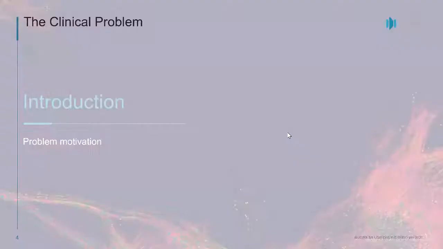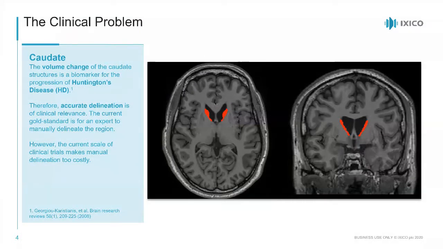So the clinical problem of interest for us is accurate delineation of the caudate, which you can see here on the right-hand side in this MRI scan. It's of particular relevance in Huntington's disease, where the volume change over time is a biomarker for the progression of the disease, and the volume change can also highlight any efficacy of drugs taken throughout a clinical trial. Therefore, accurate segmentation of such a region is of clinical relevance.